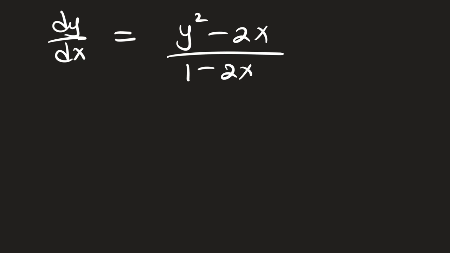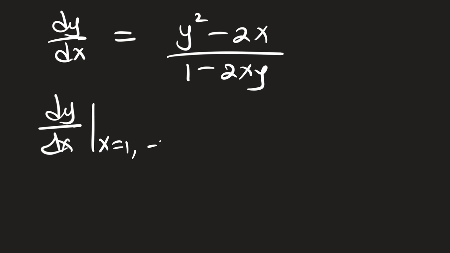So you have dy by dx equals y squared minus 2x over 1 minus 2xy. So that's the gradient function. This function gives us the slope at any given point. So we have x is equal to 1. We want to see what dy by dx is at x is equal to 1 and y is equal to negative 1, because there are 2 points of y that correspond to x is equal to 1.